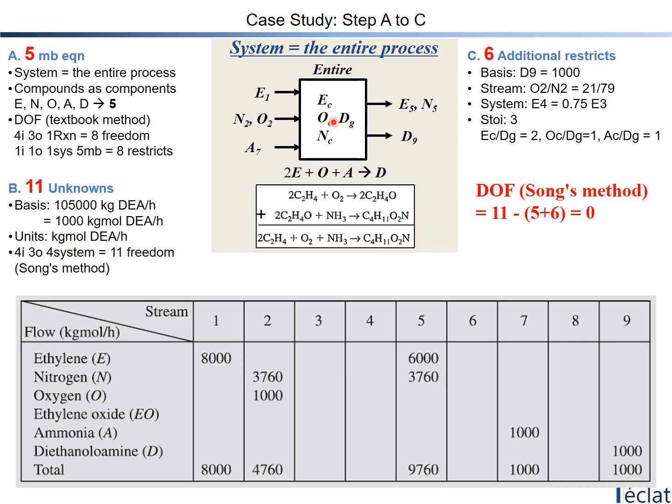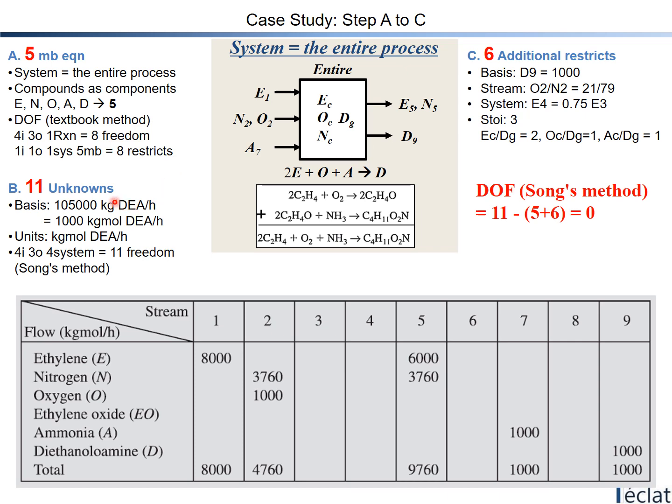25% of the ethylene is consumed. That is the system performance specification. So one system restrict, and five mass balance equations from this. So 8 restricts. So 8 minus 8 is equal to 0. So we could solve this problem.